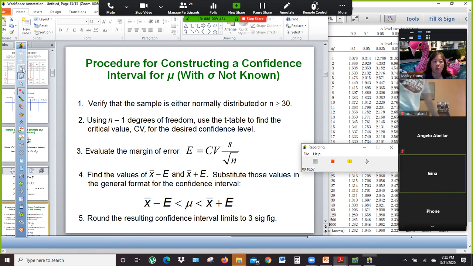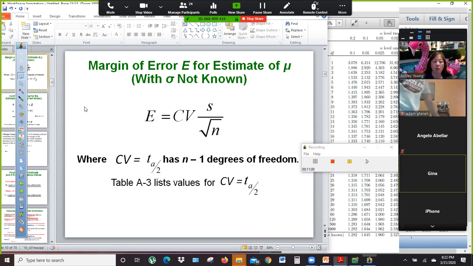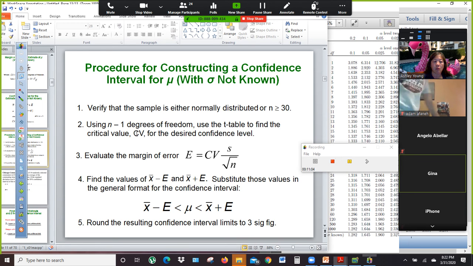Perfect. So it's really not as daunting as that. It's just find your critical value, find your margin of error, and then find your lower and upper limits, and then round them to 3 decimal places.